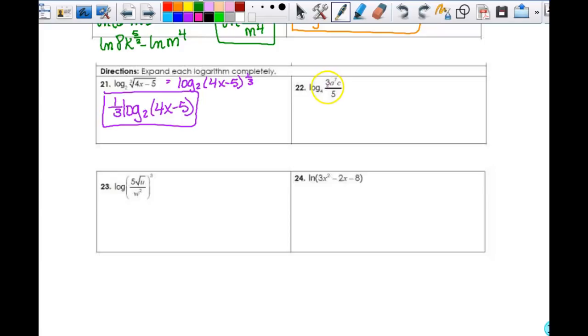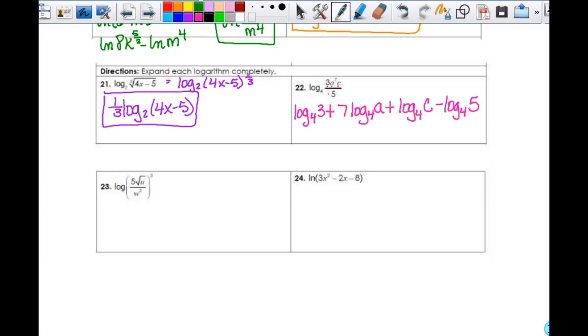You've got 3 things being multiplied here. Now you got to be able to identify that. So I'm going to have 3 terms that are going to be added together, and then that one is going to be subtracted. So I'm going to start with log base 4 of 3 plus, and then when I do this a to the 7th, that exponent gets to come out. So I'm going to have 7 log base 4 of a plus log base 4 of c minus log base 4 of 5.